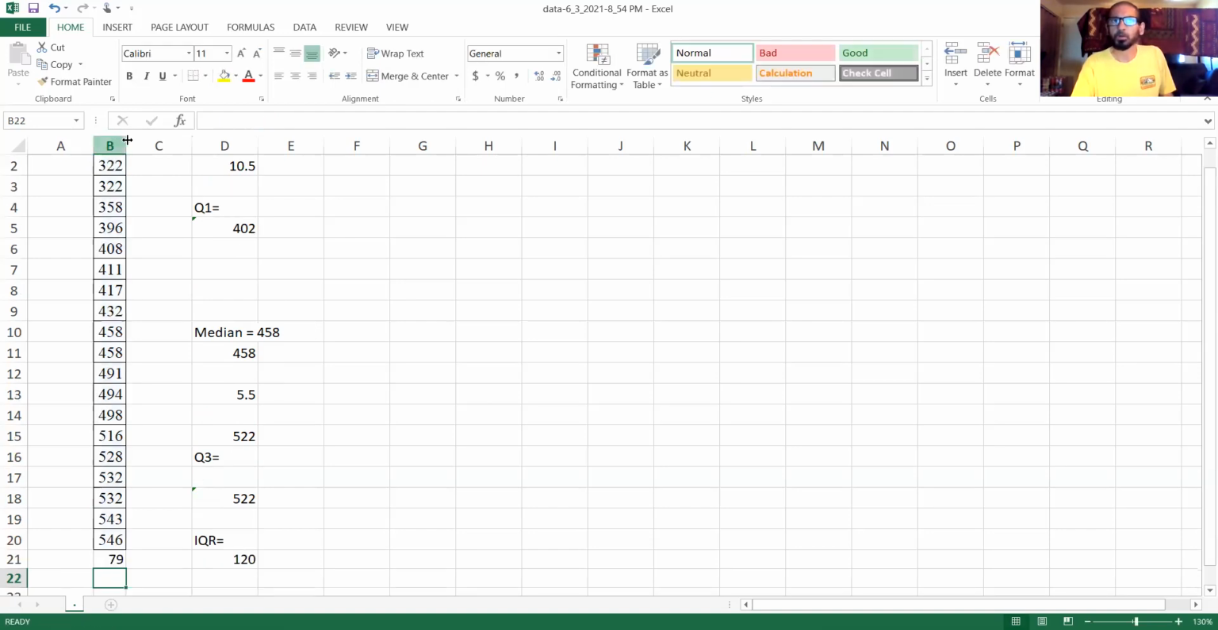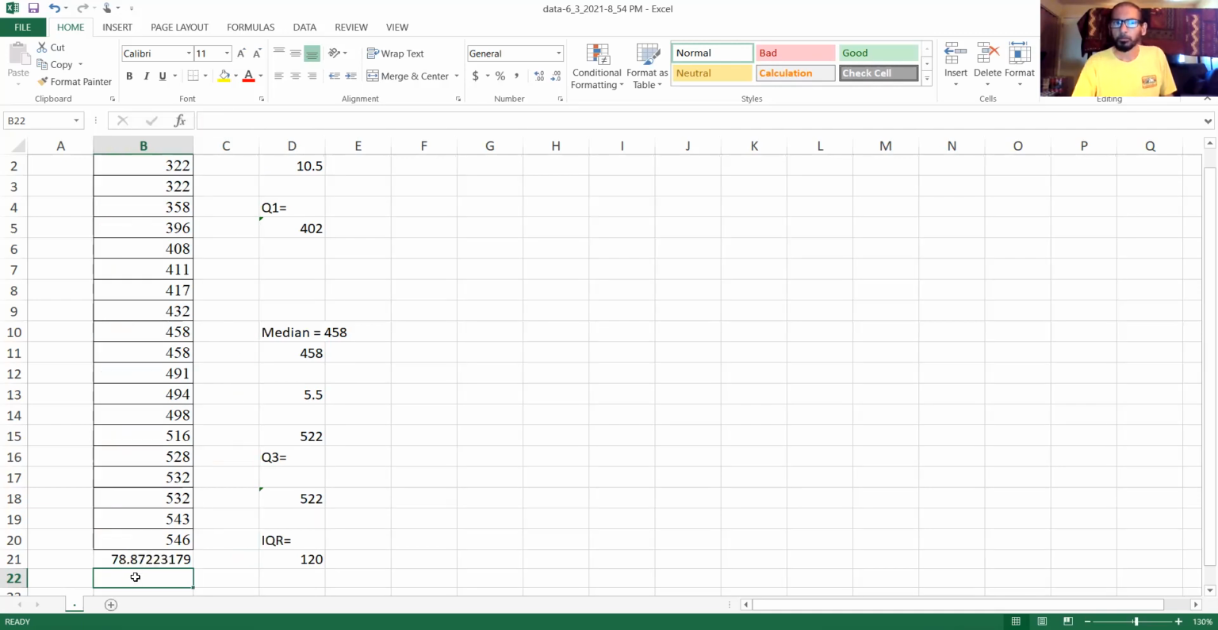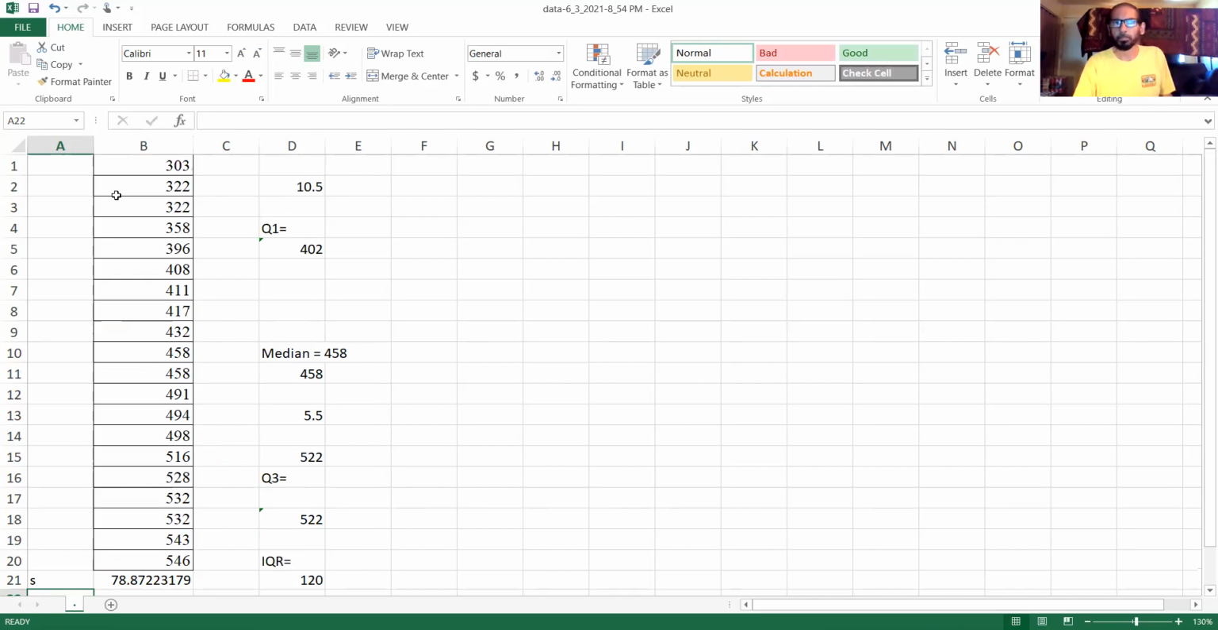And depending on how much precision is needed, you could drag this to the right. Now that's our sample standard deviation, so that's a lowercase s. And we've already found out that the interquartile range is 120. Now I had sorted this data.